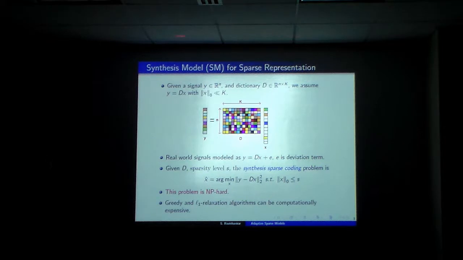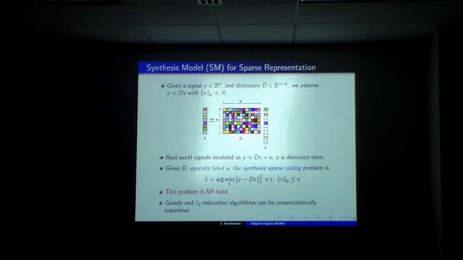A very well-known and famous model for sparsity is the synthesis model, which says that given a signal y and some dictionary D, a dictionary is just a matrix, and the columns of the matrix constitute what are known as atoms. Given a signal y and a dictionary D, the model says that y can be represented as a linear combination of a few columns of the dictionary D. So y can be written as D times this sparse vector x. The vector x is mostly 0. And that's this synthesis model.